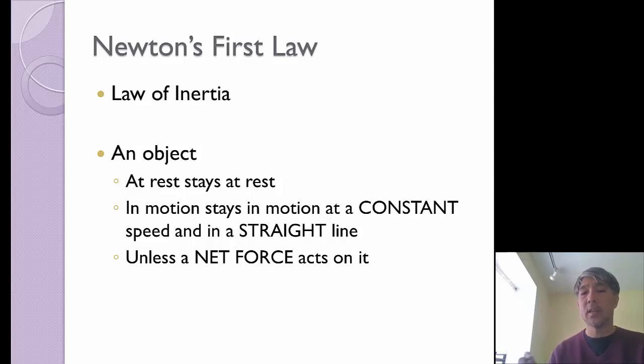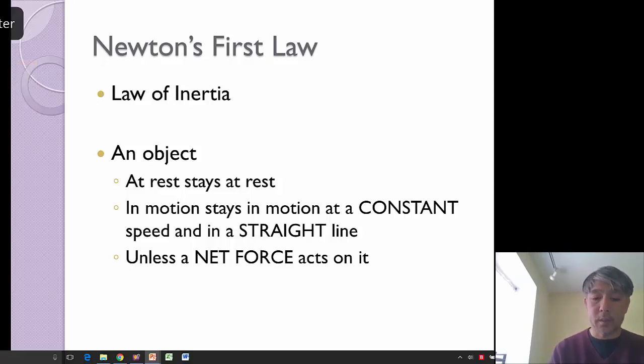We should be able to recognize that now as constant velocity. And the last part of this is very important. The last part of this statement says unless a net force acts on it. If there is a net force, the object will not stay at rest and it will not stay in motion at a constant speed and in a straight line. So this is going to be identical to what we're going to see in the second law. And it is important to remember the laws in their numerical order. So the first law is the law of inertia.